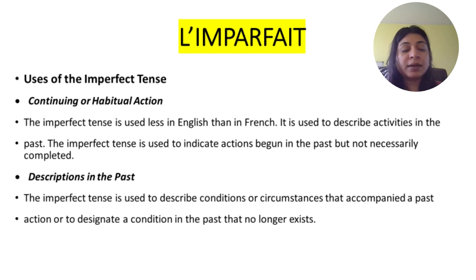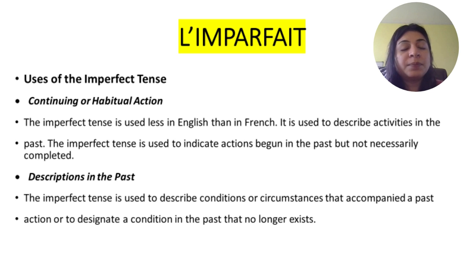You can also understand this that in passé composé, I generally use the second form of the verb that we use in English. And in imparfait, in English, if I translate, most of my sentences will be with ing or used to. The imperfect tense is used less in English than in French. It is used to describe activities in the past. The imperfect tense is used to indicate actions begun in the past but not necessarily completed.